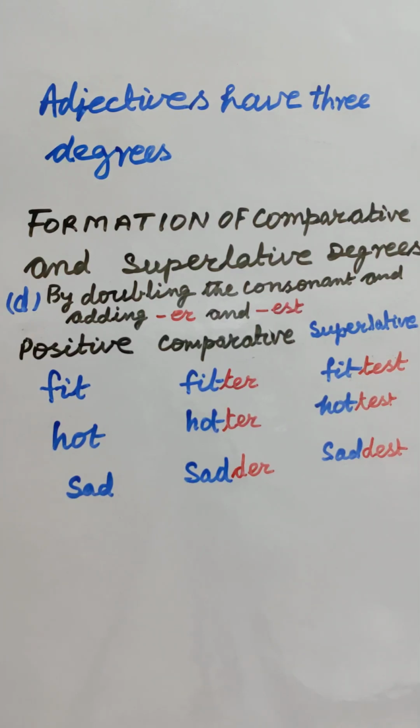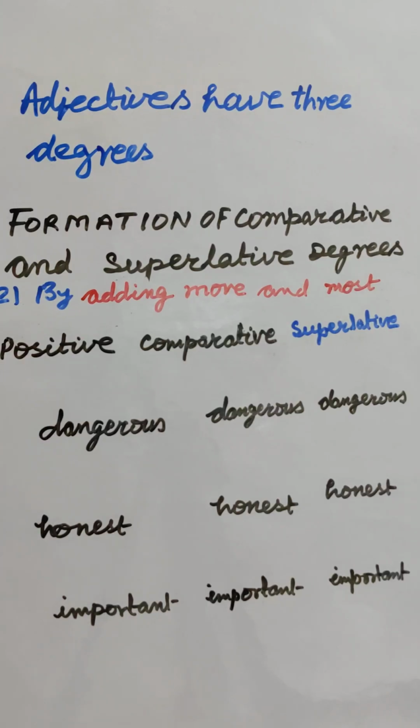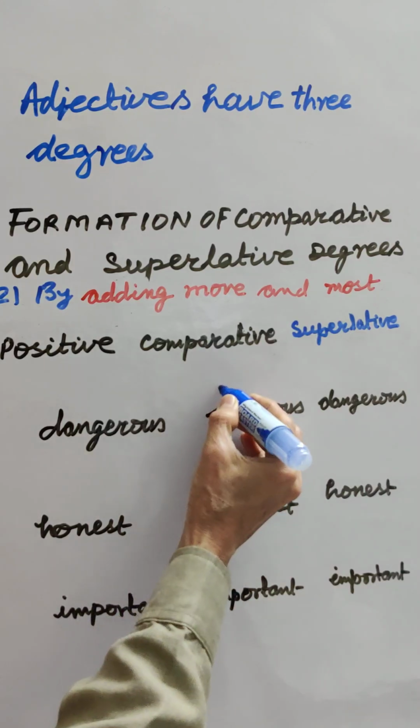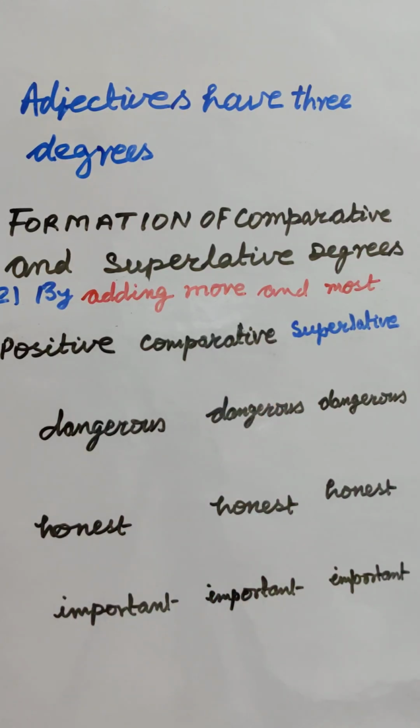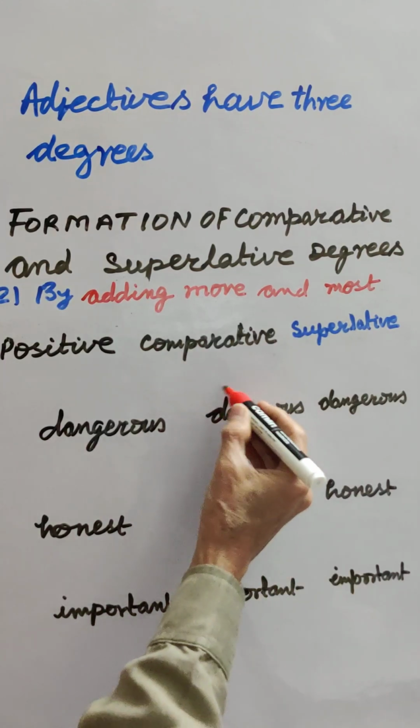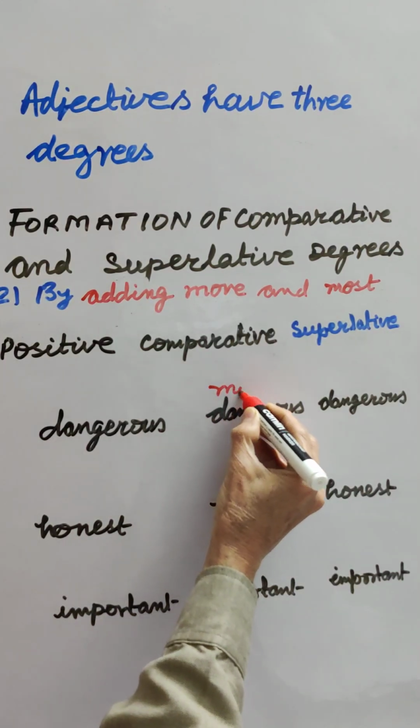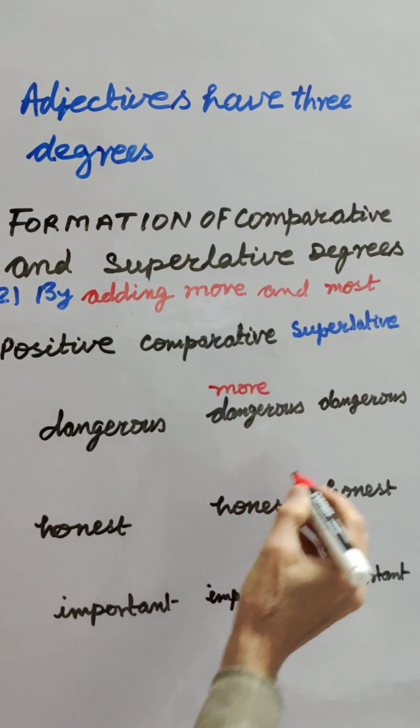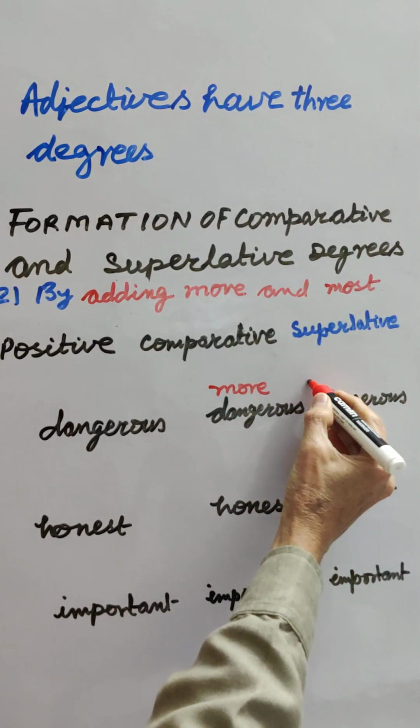Next is by adding more and most. By adding more and most, if the positive is a word like dangerous, then to make the comparative we write more dangerous. Before dangerous, we write more. And to make it superlative, we write most dangerous.